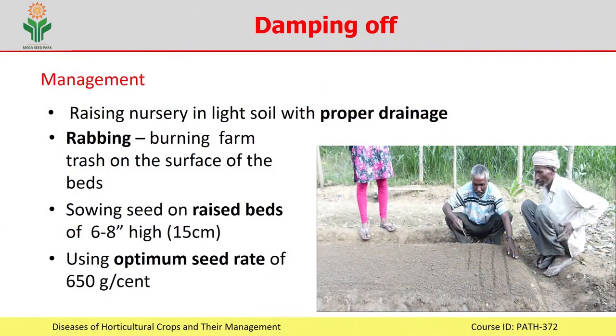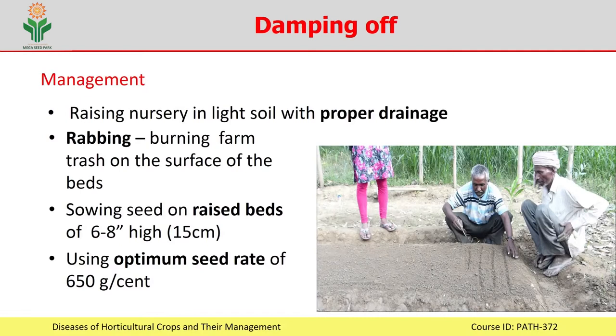So the inoculum that is present in the soil can also be reduced whenever you go for soil solarization. Soil solarization is nothing but hydrothermal heating of the soil by covering the nursery bed with a clear or transparent polyethylene sheet. Whenever you cover the soil with a transparent polyethylene sheet, the sun rays penetrate into the soil, thereby increasing the temperature of the soil by at least 5 degrees centigrade, so that the inoculum that is present in the soil is degraded.